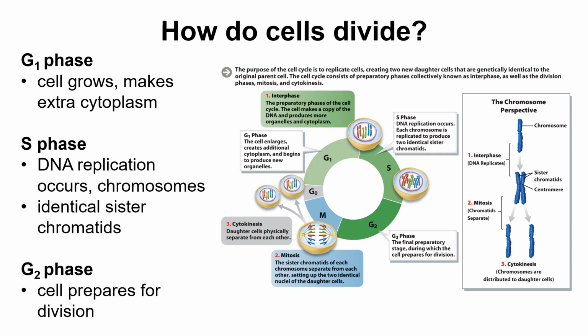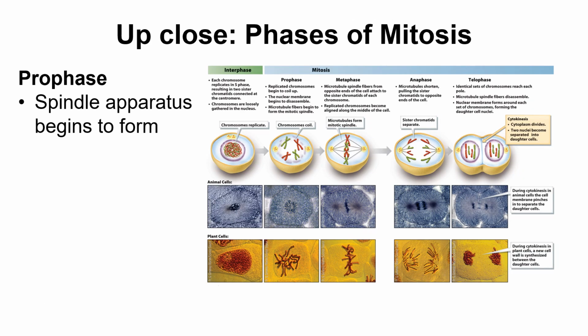In this phase, the cell prepares for actual cell division. So we make extra proteins that are important for mitosis. The first phase of mitosis is prophase.